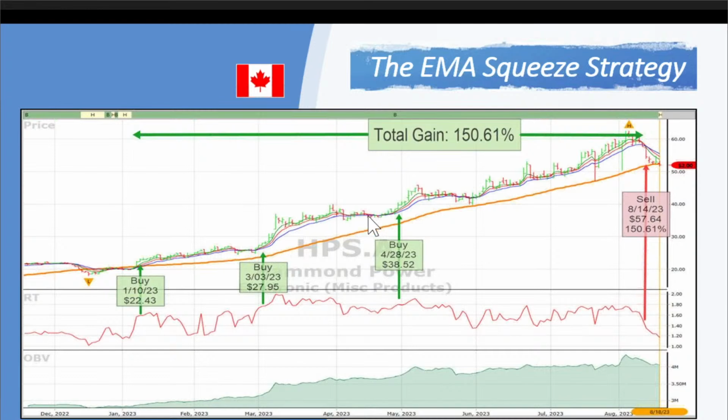Price begins to soften here, approaches the 50, starts to drift towards the 50, right? But stays above the 50. You had your three EMAs squeezed together. And then the trend resumed. Your three EMAs began to fan apart again. That was another buy signal.